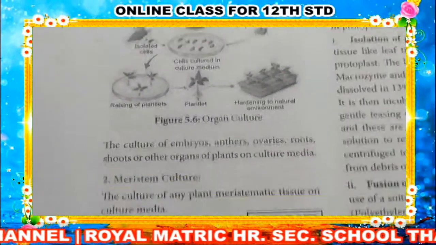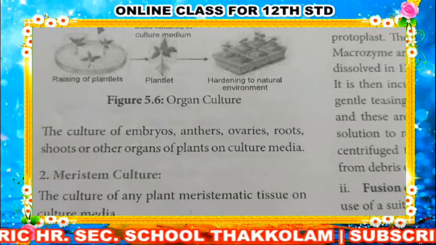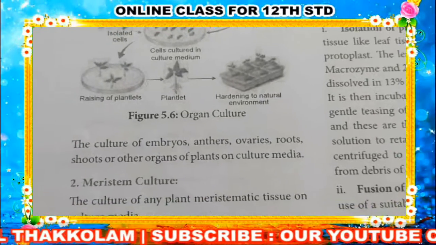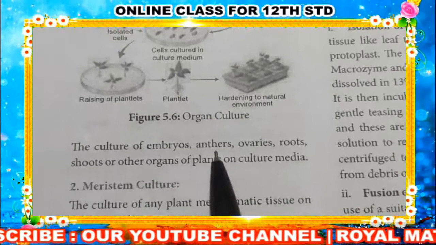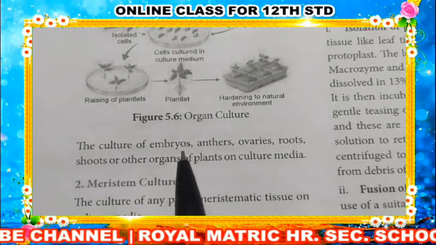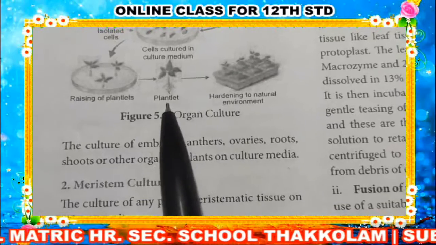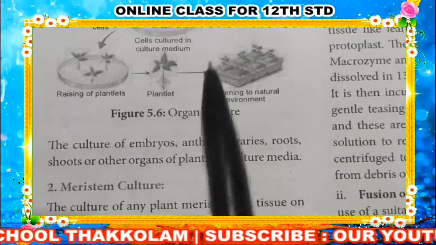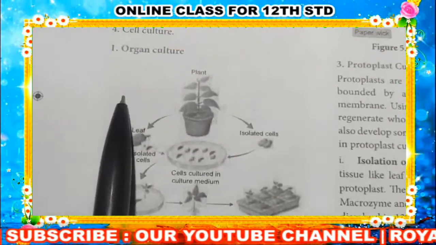What is organ culture? The culture of embryos, anthers, ovaries, roots, shoots or other organs of the plants on the culture media. Here we are going to take the young embryos, the anthers, and ovaries. All these are isolated and grown in the culture media. They will give rise to plantlets, small plants, and from that we transfer them to the normal environment.